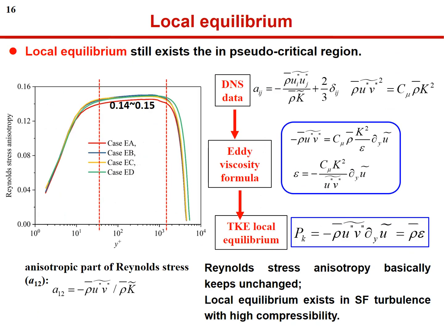Another observation is about the effect of compressibility on the local equilibrium. We found that local equilibrium still exists in the pseudo-critical region. The figure illustrates the anisotropic part of Reynolds stress versus y plus in different Rayleigh number cases. Clearly, the Reynolds stress anisotropy basically kept unchanged, as seen in the figure. Based on DNS data on the isotropic part of Reynolds stress and the following derivation, the conclusion that the turbulence production equals dissipation can be drawn. This indicates that the local equilibrium exists in supercritical fluid turbulence, even with high compressibility.